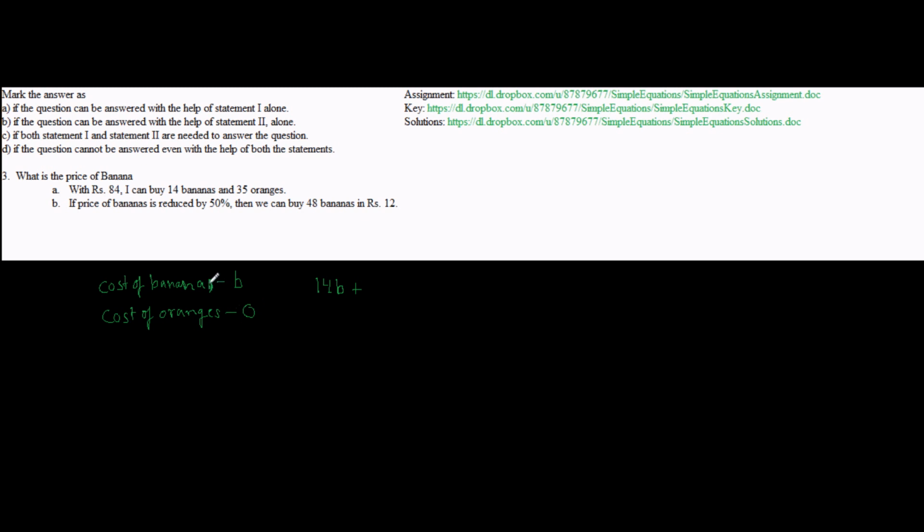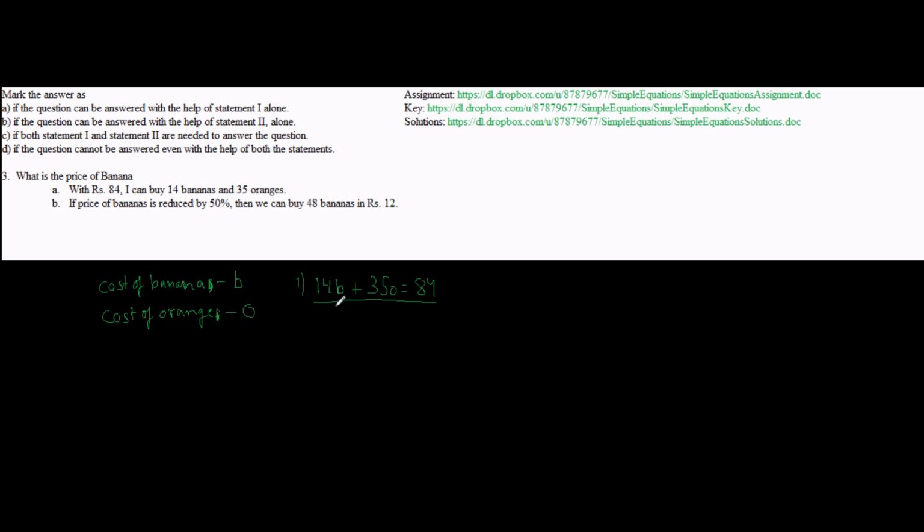This is, by the way, the cost of one banana, or the cost of one orange, if the cost of bananas and cost of oranges is confusing. Similarly, what is the cost of 35 oranges? That is 35 O is equal to 84. Now this is the information which I get from statement 1. Is it sufficient to solve the problem?